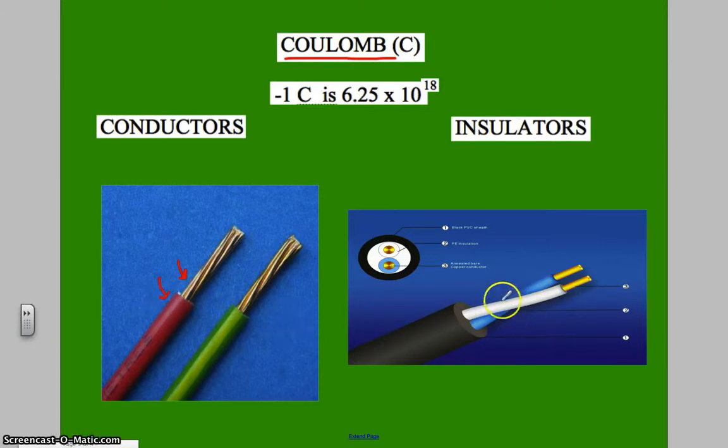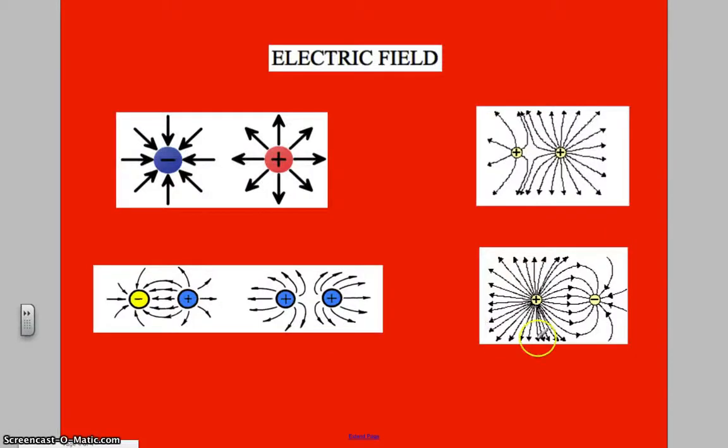You can see it here. The cord's here, the plastic around it, and even more plastic around it. They're insulators. Cardboard and glass are also insulators. So how do charges interact over distances? A charged particle produces an electric field around it.